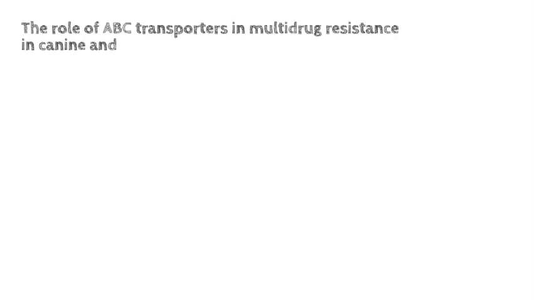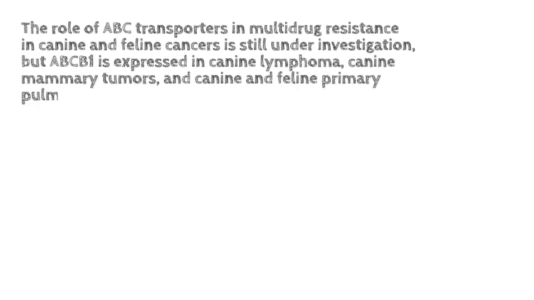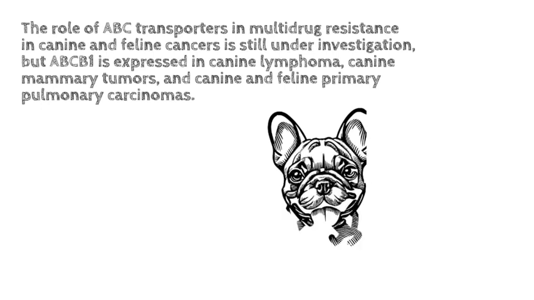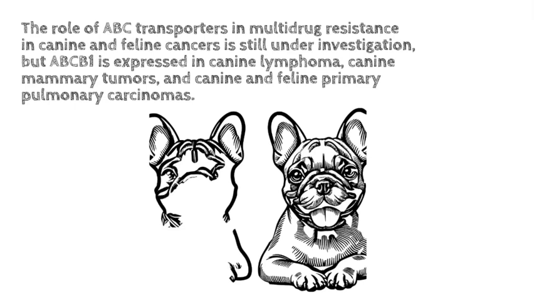The role of ABC transporters in multidrug resistance in canine and feline cancers is still under investigation, but ABCB1 is expressed in canine lymphoma, canine mammary tumors, and canine and feline primary pulmonary carcinomas. Studies are also exploring the normal tissue distribution of ABC transporters in dogs, showing similar patterns to humans, but some differences in relative expression. Interestingly, feline ABCG2 has specific amino acid changes that lead to dysfunction for some substrates, suggesting potential altered drug disposition in cats.